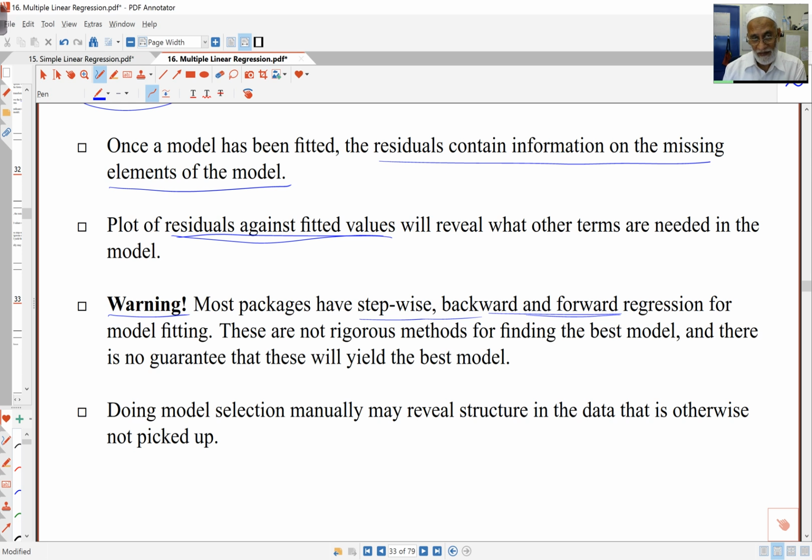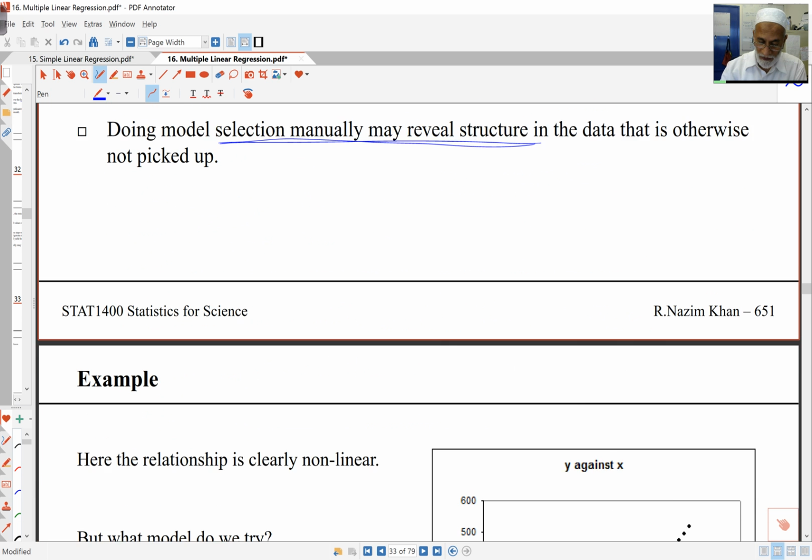Now, packages will have some stepwise backward forward regression models. R has them as well. They're a good guide, but they must always be evaluated against the model you fit by hand as well. Model selection manually also gives you structure of how the data behaves that you understand if you look at the step-by-step fitting of the model.